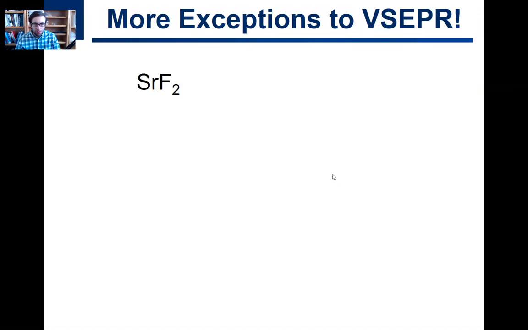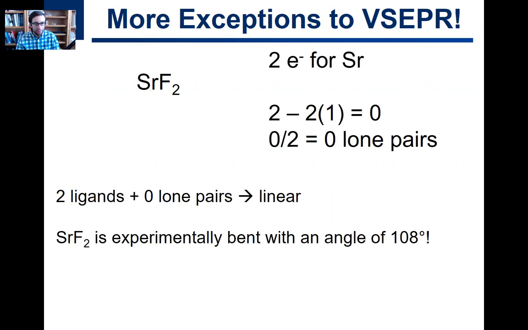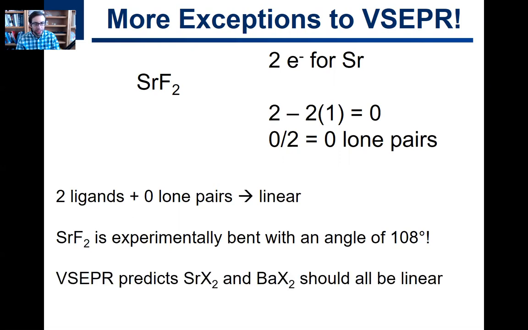So let's go through our VSEPR accounting scheme. Strontium is an alkaline earth metal, so we have two valence electrons, and then we have halides, two fluoride ligands, so 2 minus 2 times 1 is 0, so that gives us 0 divided by 2, 0 lone pairs. 2 ligands plus 0 lone pairs, that should be a linear geometry, right? But experimentally, this molecule, strontium fluoride, is bent. It actually has an angle of 108 degrees, nothing even close to 180 degrees.